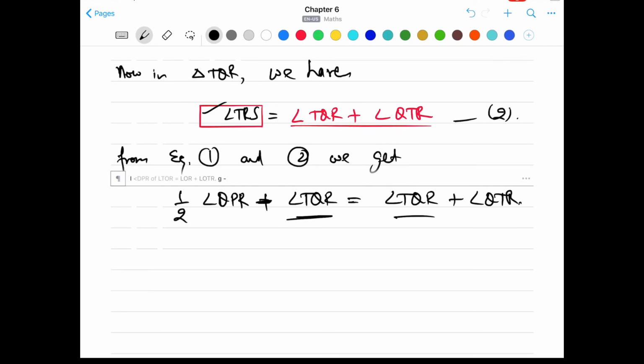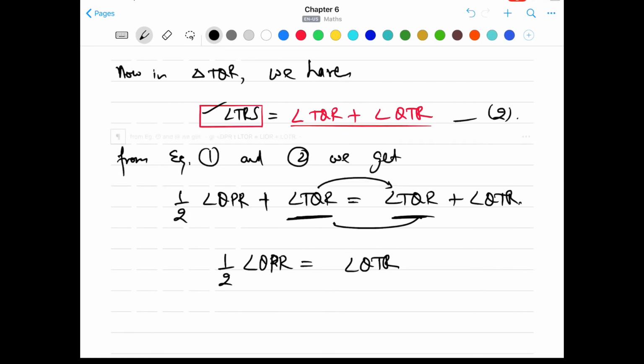Okay, now on both sides we have TQR. This can be cancelled out. What remains will be half angle QPR equals angle QTR. These two cancel because if you move this part to the left-hand side it becomes minus, so plus TQR and minus TQR result in 0. That means we can directly eliminate them.